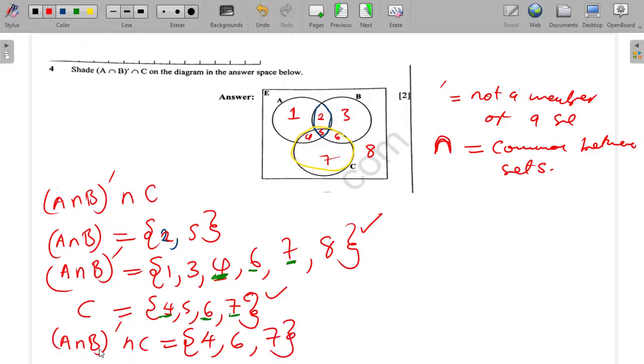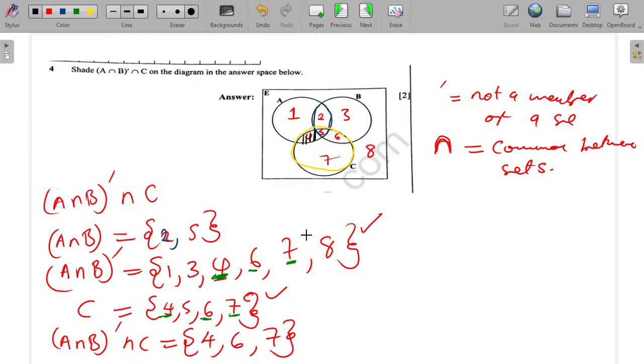So that is my set A intersection B complement intersection C. These are the members that I'm having. So I'm going to shade where I'm going to find these numbers, isn't it? Okay. So where do I find 4? So I'm finding 4 here, isn't it? So I'm going to shade this area. So I'm going to use black. Where I have a 4, I'm going to shade there.